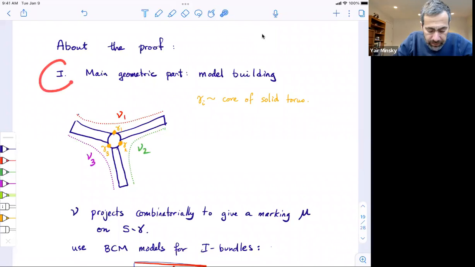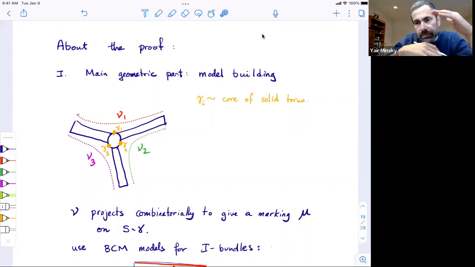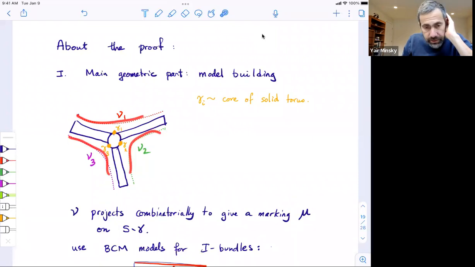The first part I want to talk about is where most of the geometric work is done. It involves building a model for the manifold, and I want to lean on the fact that I claimed that I know how to build models for I-bundles. Okay, so I start with my manifold. Let's stick to the book of I-bundles picture. So here's the solid torus, and here are the I-bundles. And I label the boundary components with these colors, as you see.